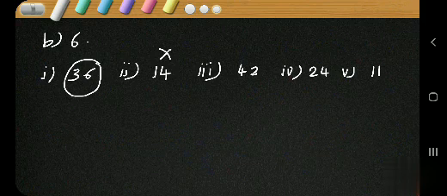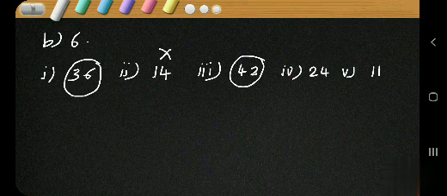Okay, what about 42? Is 42 in 6 table? 6 ones are 6, 6 twos are 12, 6 sixes are 36, 6 sevens are? What is 6 sevens? Yes, 6 sevens are 42. So what can we say? Yes, 42 is in 6 table, or in other words, 42 is a multiple of 6. So do we need to encircle 42? Yes, we need to encircle 42, isn't it?